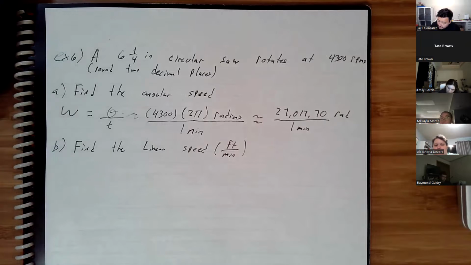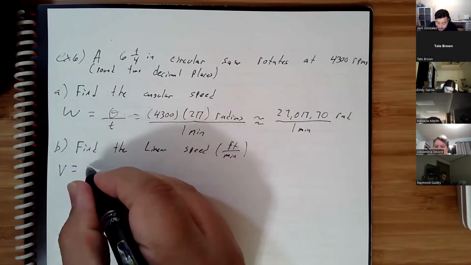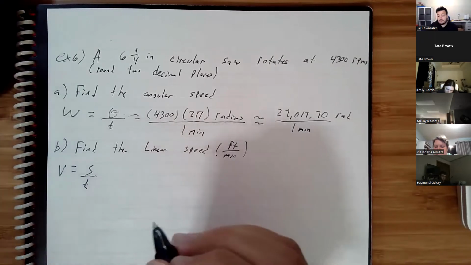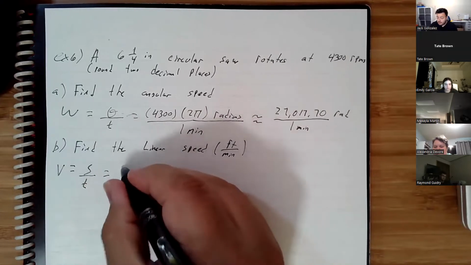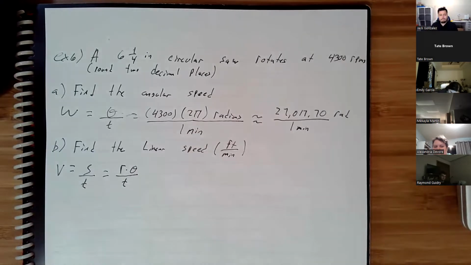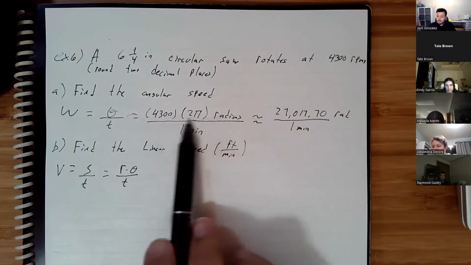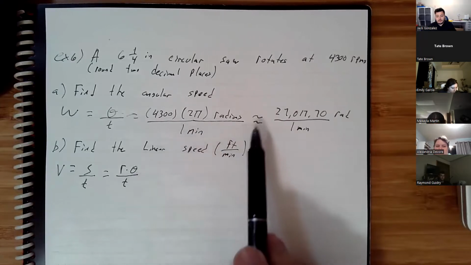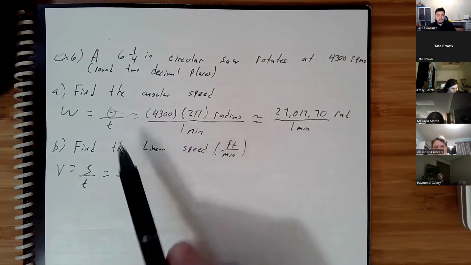Only difference. So we're going to have to find the S, because V is equal to S over T, the arc length over time. That will be R theta over time. What do you think the radius is? Now we have the theta up right here, don't we? So that part's technically done. We did it up here. But what is R in this question?